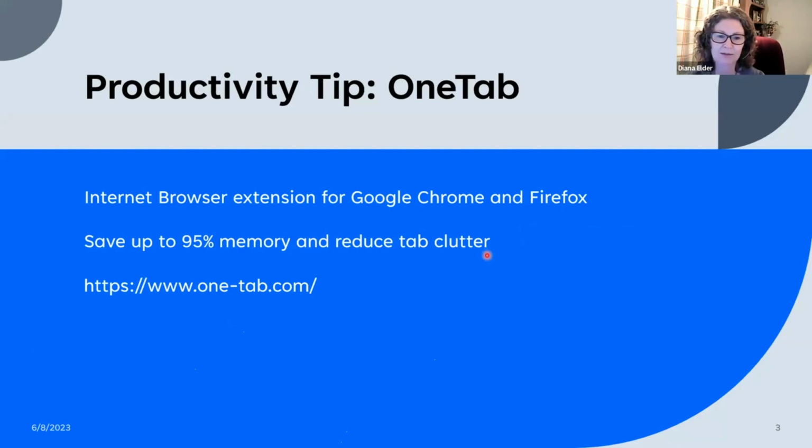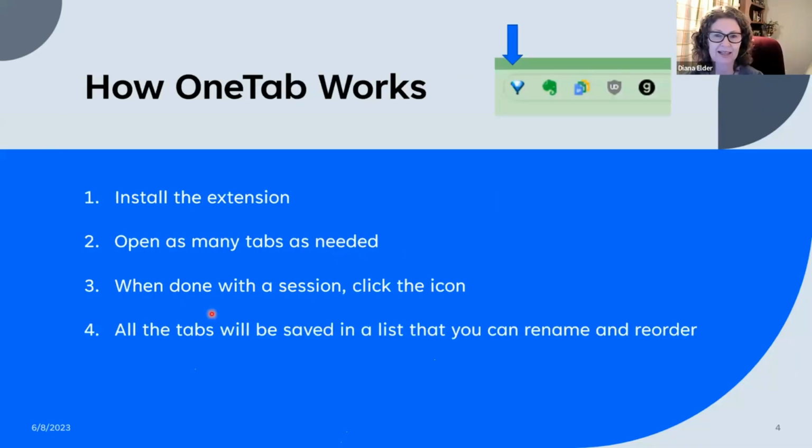So, sometimes you might have 20 tabs open and you don't want to lose them because you are working away, but yet it's taking up a lot of space in the memory of your computer, and it can get a little cluttered. And so I'm going to show you a couple of reasons why you might want to try out OneTab. So you can find out more about it at just onetab.com. And here's how it works.